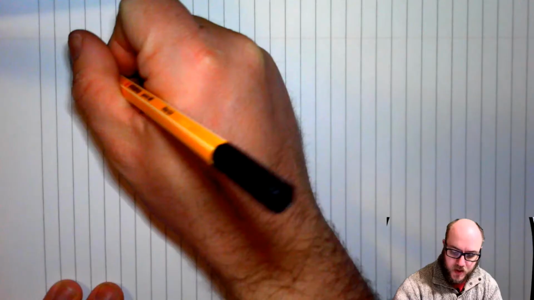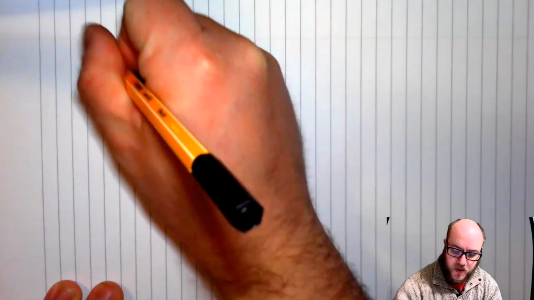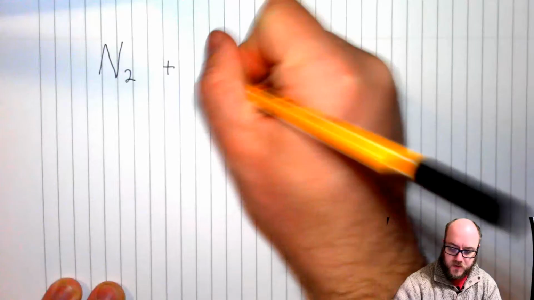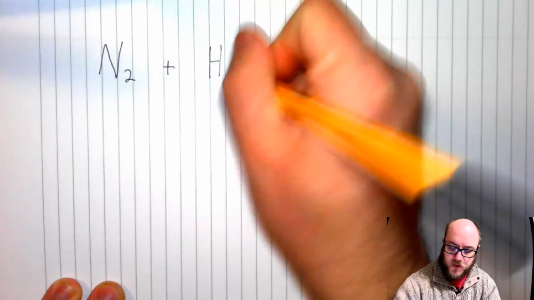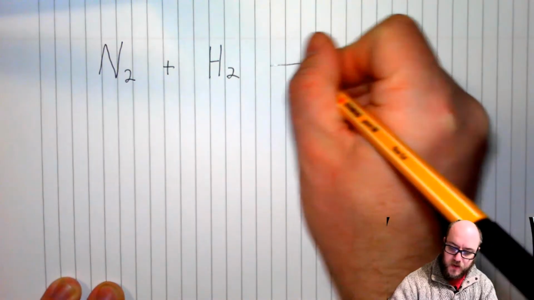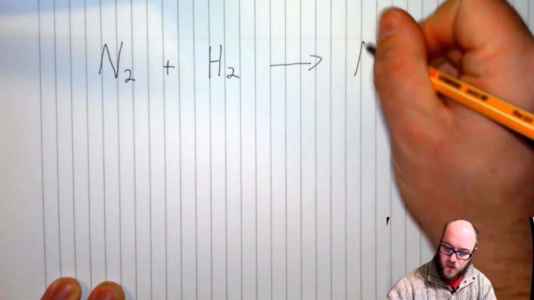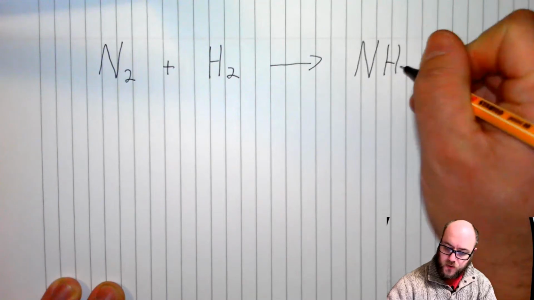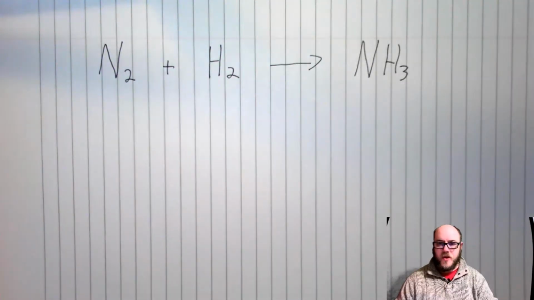Now the Haber process, making ammonia from nitrogen and hydrogen. So we start with nitrogen molecules. These are N2. Okay? And we add these to hydrogen molecules, which is H2. And this makes ammonia, or NH3. And you can see that immediately we've got the same problem.